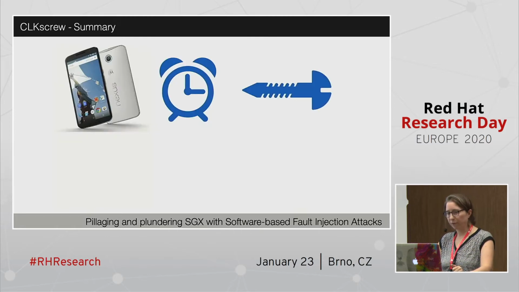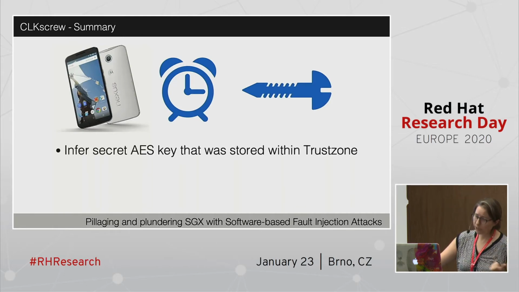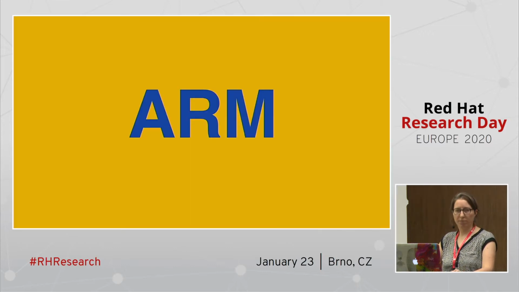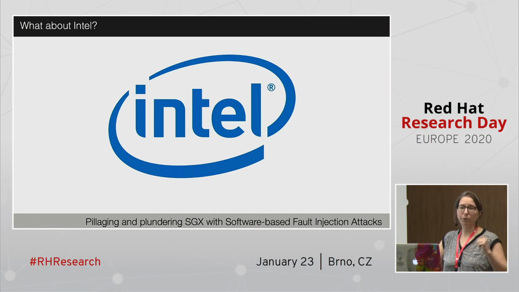And they used a Nexus 6, and they were able to get an AES key out of the enclave, and they were also able to trick TrustZone into signing self-signed apps. Okay, this was on ARM. What about Intel? And this is where we come in. First question, can we do this on Intel? Can we modify something? And we decided to go after voltage, not frequency.